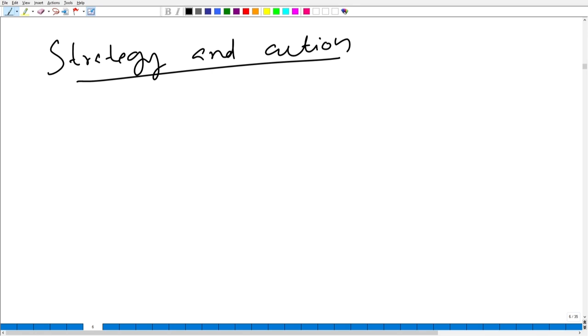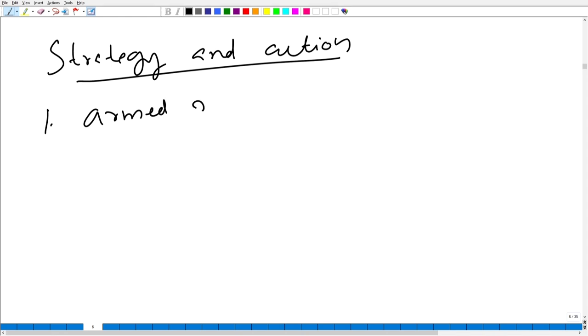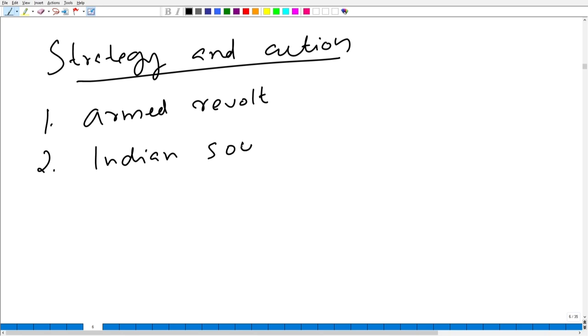What were the strategies and the actions adopted by the Gadhar Party? They were well aware that British rule in India could be overthrown only by armed revolt. Secondly, this message was to be spread to Indian soldiers as well as the Indian masses.